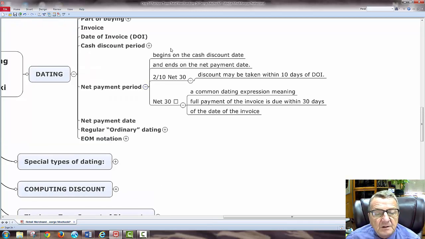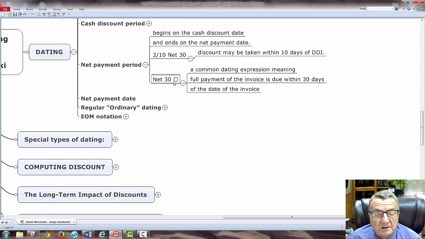Okay? Net payment begins on each cash discount date, remember the day of discount, and ends at the net payment date. So if I get 2/10 net 30, discount may be taken within 10 days of the date of invoice. After the 10 days, I've got to pay the full amount within 30 days. So if I don't get it after 10 days, you've got to send it in 11, they don't really care. Might as well keep it and make some money on my side before I send it out.